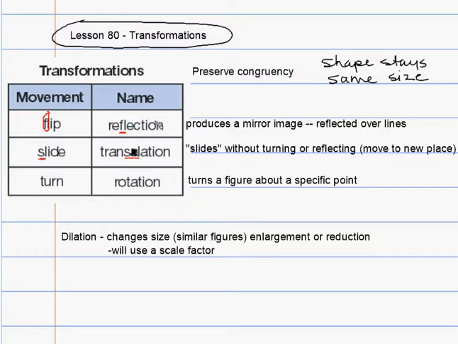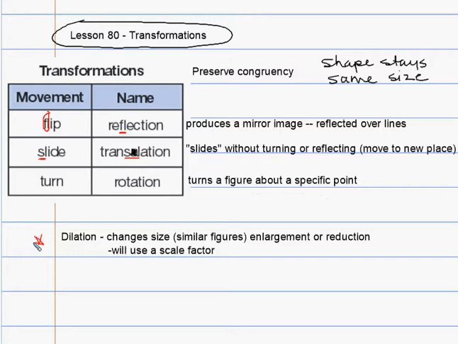Now a flip, or what we call a reflection, that's going to produce a mirror image, and they'll be reflected over lines. So if you put a mirror down on the line, it's what the image would look like, and we'll go through examples of these here in just a minute. A translation is going to slide the object without turning or reflecting it. So simply we are just moving it to a new place. And a rotation is going to turn a figure about or around a specific point.